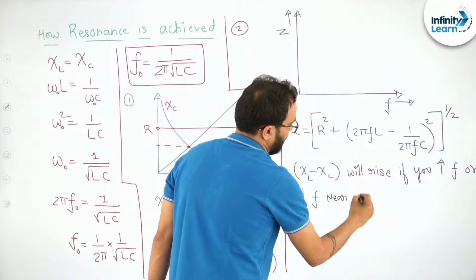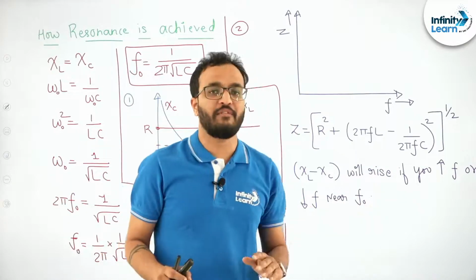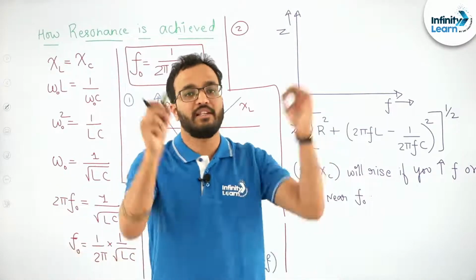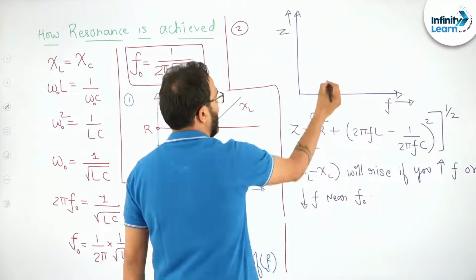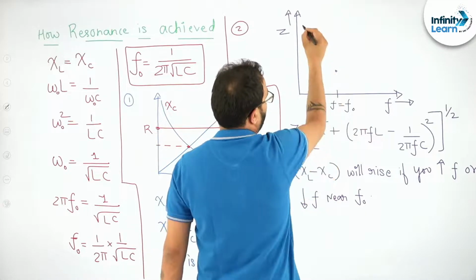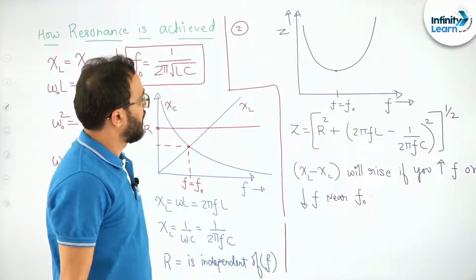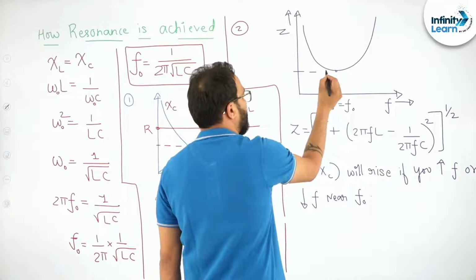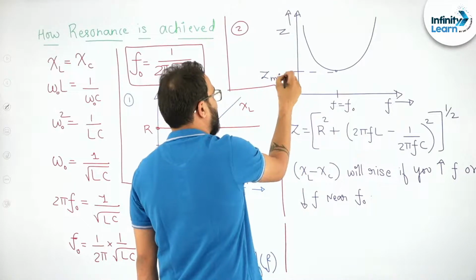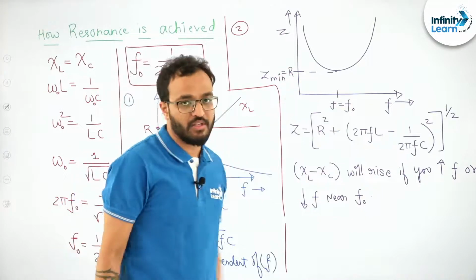near f naught. That means whether you increase the frequency near f naught or reduce the frequency near f naught, Z is going to rise, but it will be minimum at a particular value when f is equal to f naught. So we will say the graph will somewhat be like this. Can you see that? So Z achieves a minimum when resonance occurs, and that minimum value is equal to R. I hope you have understood this graph as well.